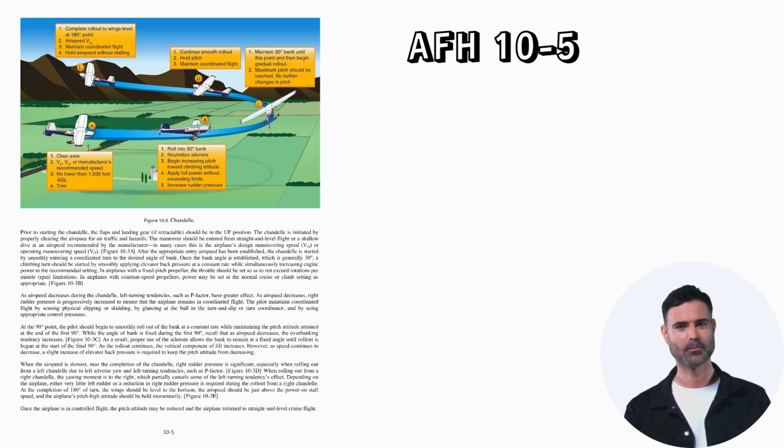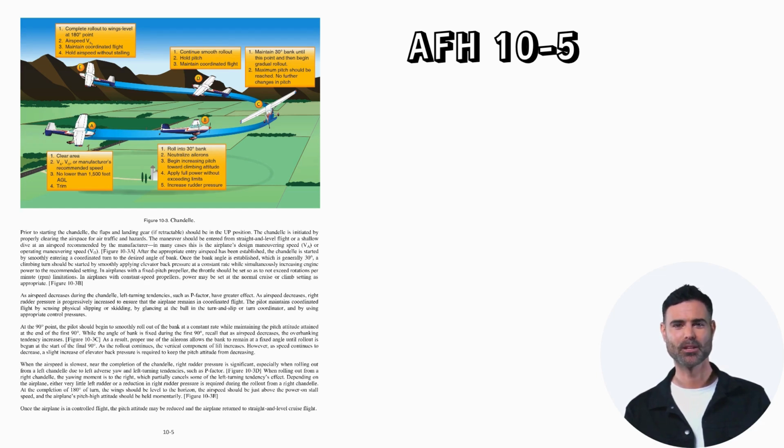As airspeed decreases during the chandelle, left-turning tendencies, such as P factor, have greater effect. As airspeed decreases, right rudder pressure is progressively increased to ensure that the airplane remains in coordinated flight. The pilot maintains coordinated flight by sensing physical slipping or skidding, by glancing at the ball in the turn and slip or turn coordinator, and by using appropriate control pressures.